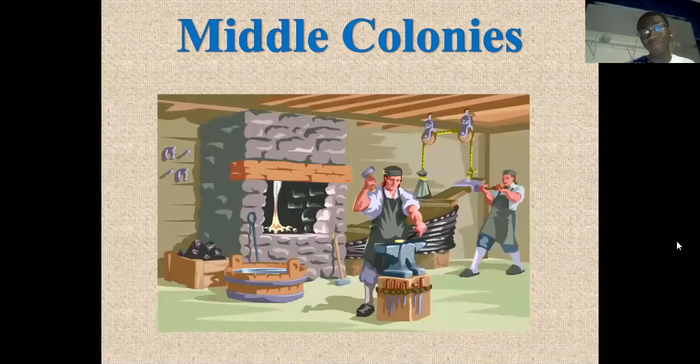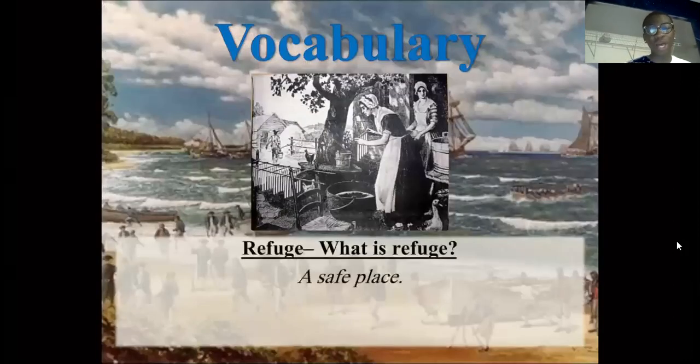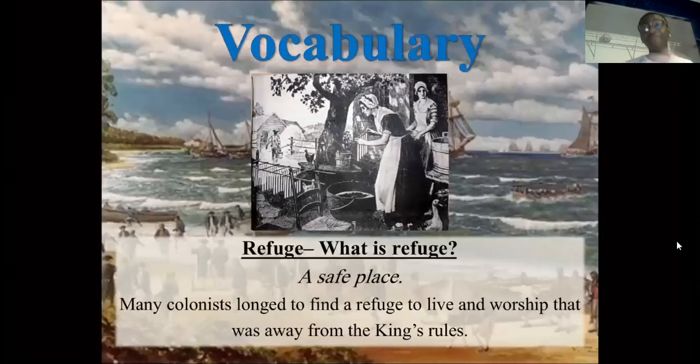Now, let's find out about our middle colonies. Here's our vocab. A refuge is a safe place. A refugee is somebody that escaped from somewhere and is now at a safe place. So they avoided danger and came to a safe haven. Many colonists looked to find a refuge to live and worship that was away from the king's rules.